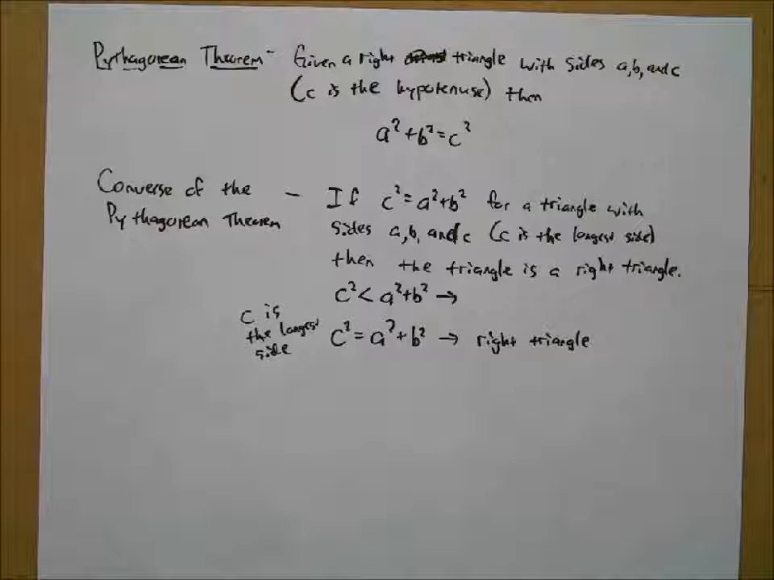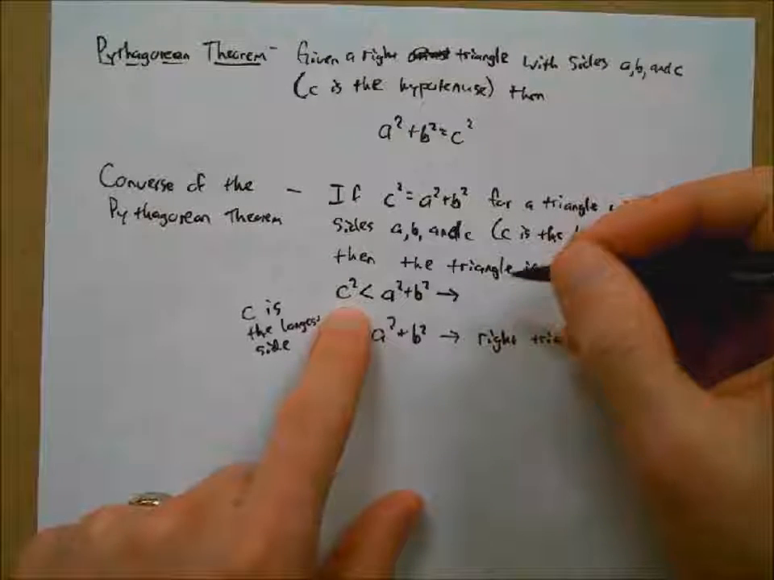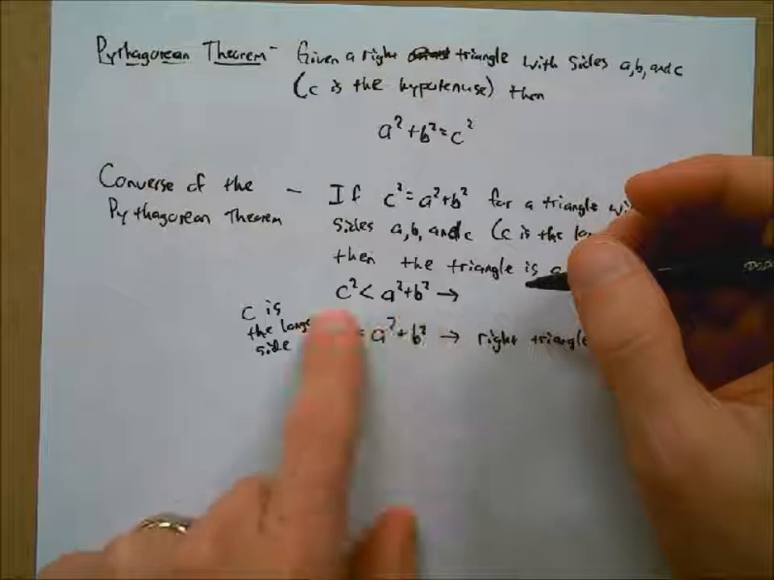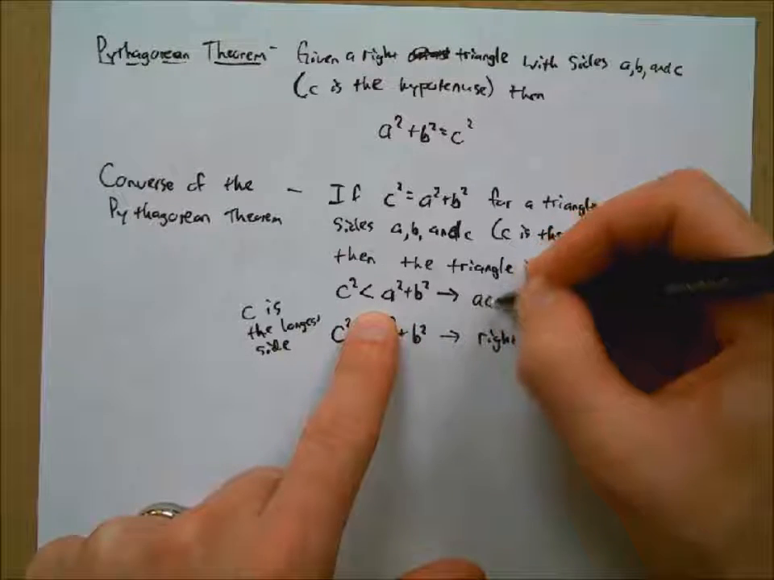Acute. Why do you say acute? If c squared is less than... So c squared is too small for what it should be to be a right triangle. Since c would be the smaller side, then the angle wouldn't open up. Exactly. It would be smaller than a right angle. Exactly right. If c squared is too small, not equal to a squared plus b squared, but less than that, then it will be an acute triangle.